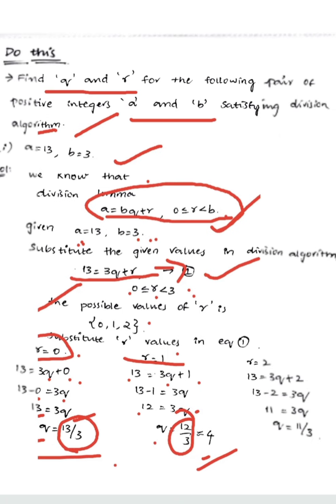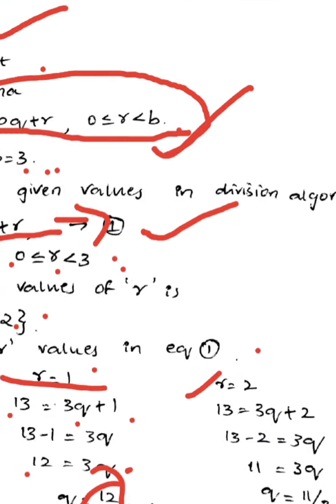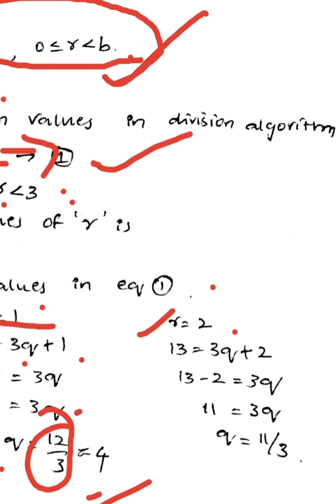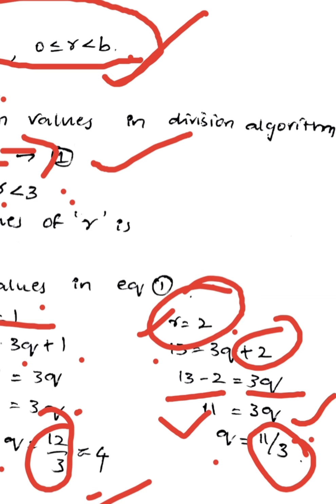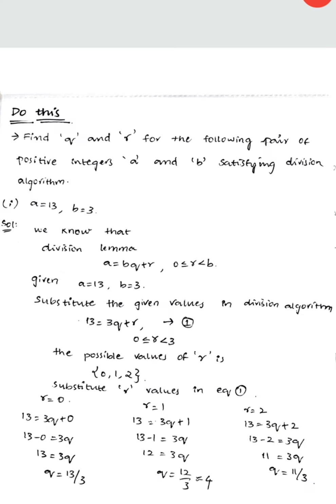Now repeat the process for r equal to 2. When r equal to 2, 13 equal to 3q plus 2. Now plus 2, here comes minus 2. 13 minus 2 equal to 3q. Now 13 minus 2 is 11. 11 equal to 3q. Now q value is 11 by 3. So when r value equal to 2, q value is equal to 11 by 3.